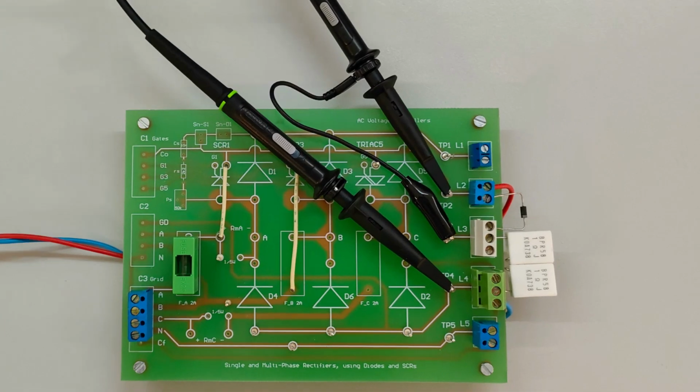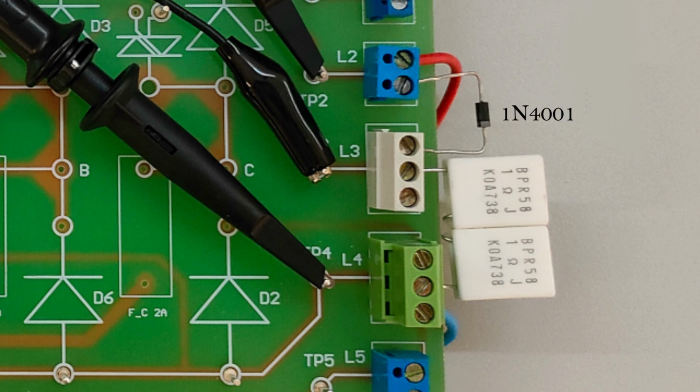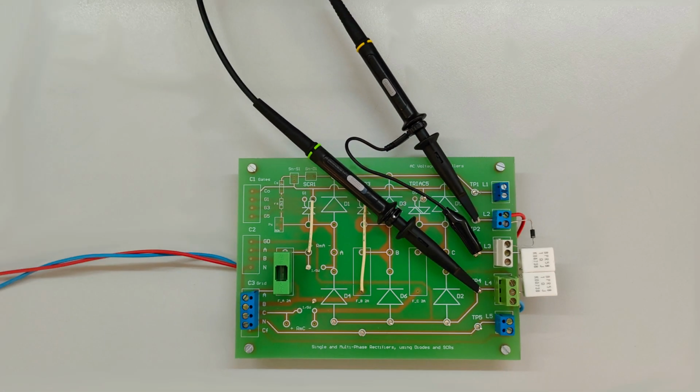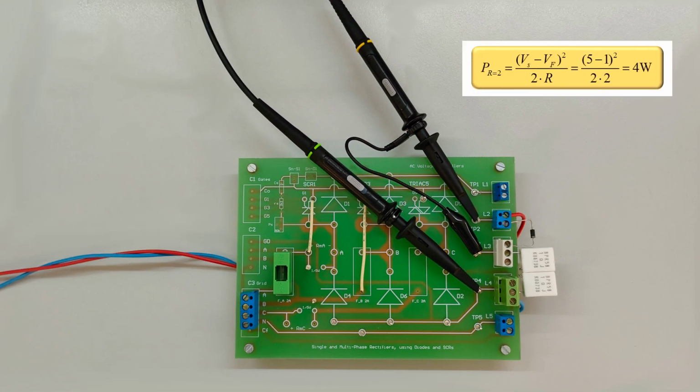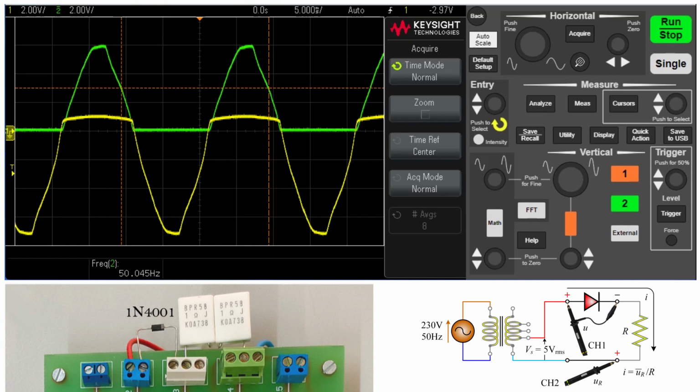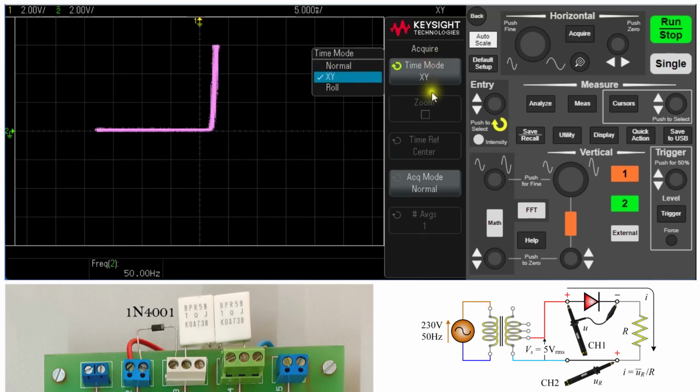In the 1N4001 diode, the resistor is selected to be 2 ohm, to obtain a peak current of 3 amperes. The power consumption of the resistor is 4 watt. The oscilloscope displays the voltage across the diode on channel 1 and the current on channel 2. By selecting the XY mode, the forward portion of the characteristic curve is displayed.